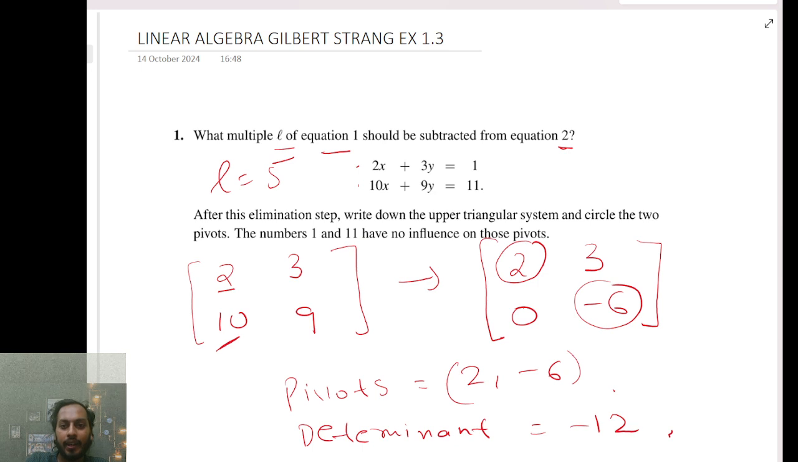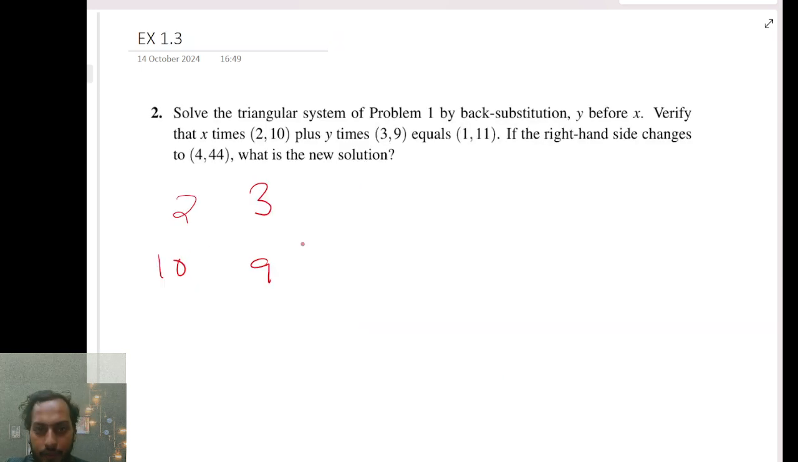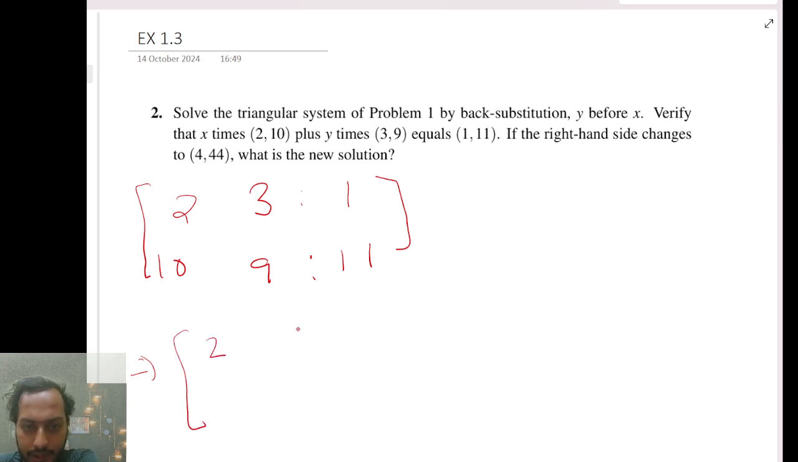And what was my right hand side? 1 and 11. So this is the augmented matrix which represents the last system of equations. Now I choose the multiplier 5 and I knock out this 10. I multiply the first row by 5 and subtract them. It becomes 0 here, and 9 minus 15.